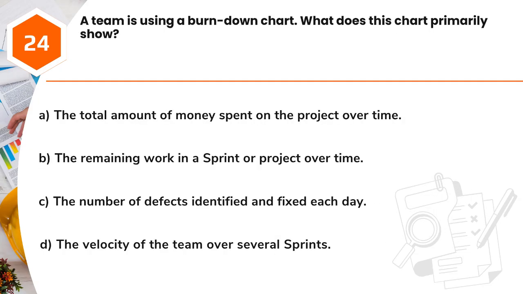Question 24. A team is using a burndown chart. What does this chart primarily show? A. The total amount of money spent on the project over time. B. The remaining work in a sprint or project over time. C. The number of defects identified and fixed each day. D. The velocity of the team over several sprints.